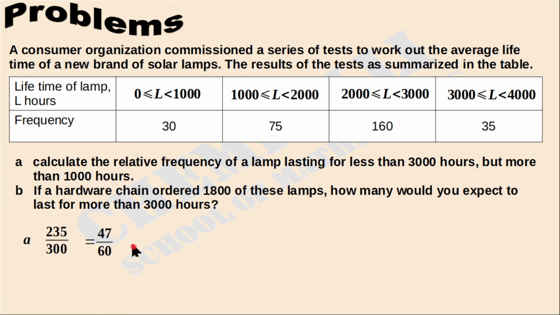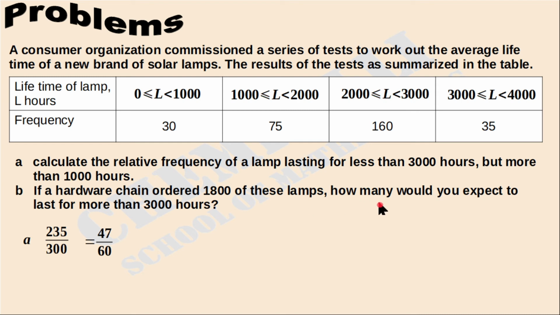The next one is: if a hardware chain ordered 1800 of these lamps, how many would you expect to last for more than 3000 hours? Here we have to find the expected occurrences. For that we need the total number of trials, which is the total number of lamps, and that is given: 1800. Then next we need the probability.